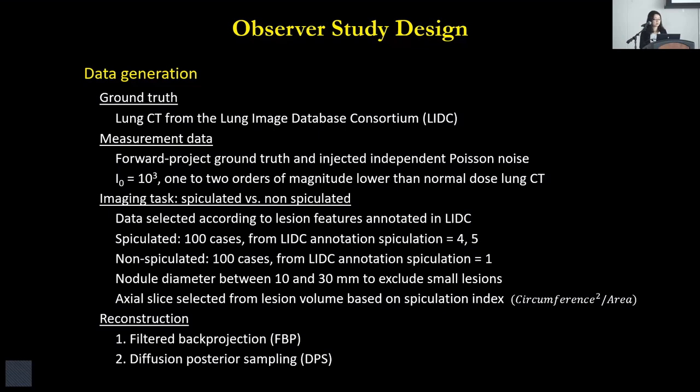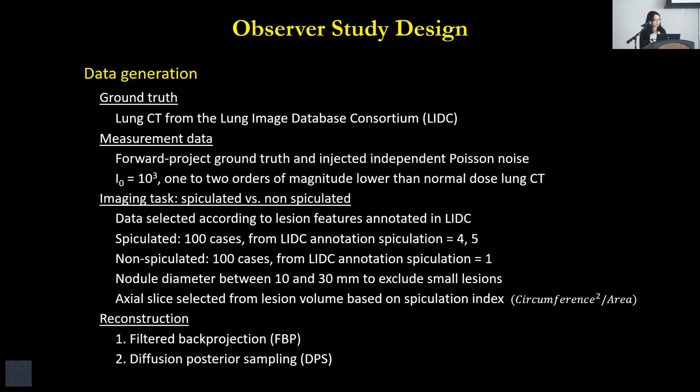We were focused on a very specific binary decision task. This is a discrimination task. We want the observer to tell whether the lesion has a spiculated boundary or a non-spiculated boundary. For those of you who don't know, spiculation is when there are spiky processes coming out of the lesion, and that's typically associated with malignancy. We chose the data according to lesion feature annotations already provided with LIDC. This is a very nice feature about LIDC. It already has a bunch of feature annotations provided by up to 5 radiologists.